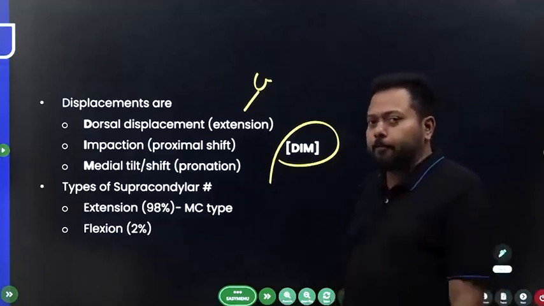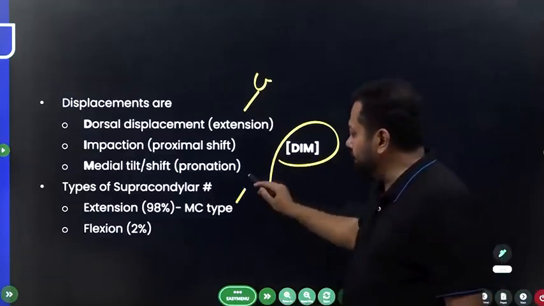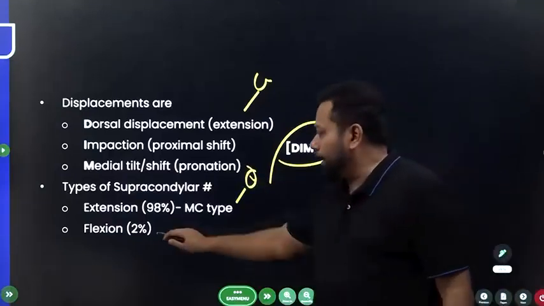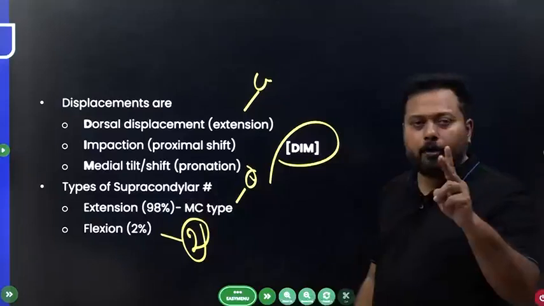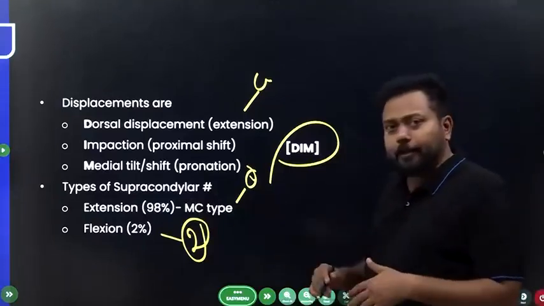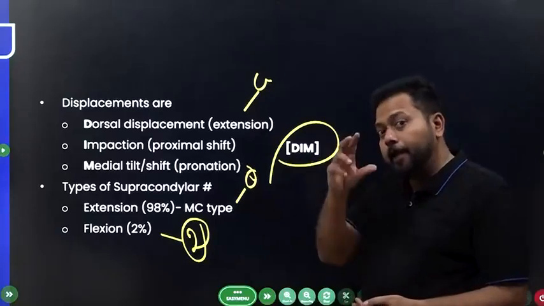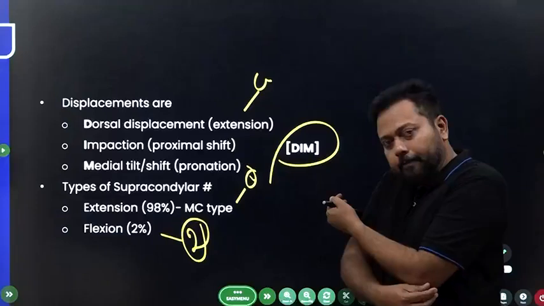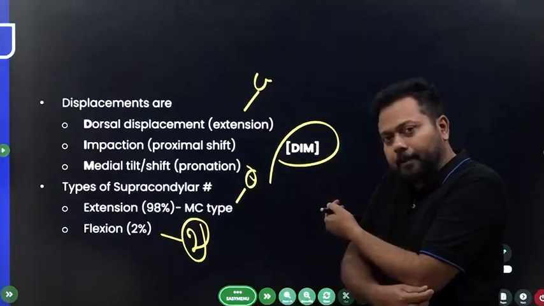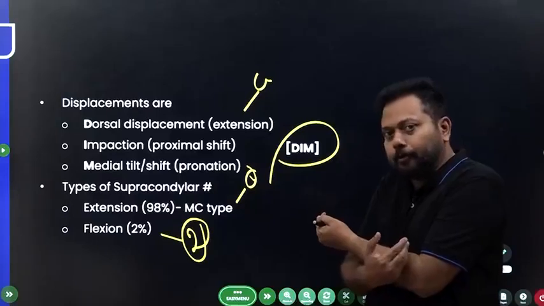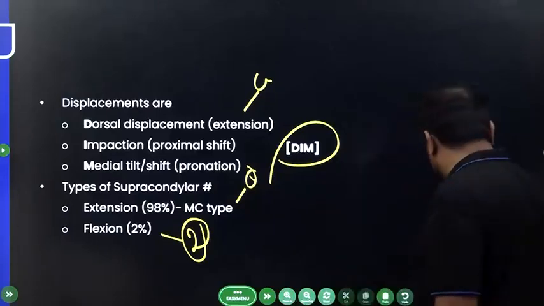What are the 2 types of supracondylar fracture? The first type is called extension type, which is the most common type, 98%. The rare type is called flexion type, which constitutes only 2%. This extension and flexion depends upon the position of the distal fragment. When the distal fragment is displaced behind, in extension, it's called extension. Towards the anterior side, it's called flexion. So the most common type is extension.